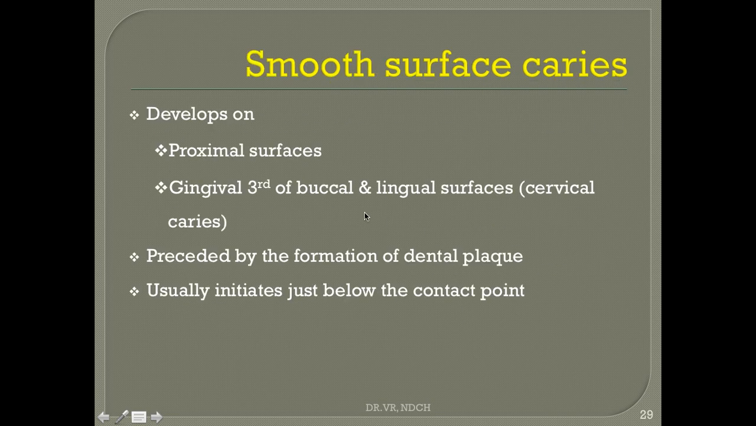Next is the smooth surface caries. Now this develops on the proximal surfaces, or it can be seen on the gingival third of the buccal and lingual surfaces, that is the cervical caries. And usually this is preceded by the formation of the dental plaque and it initiates just below the contact point.